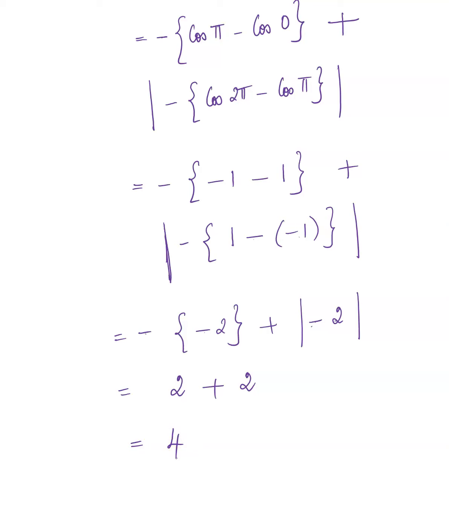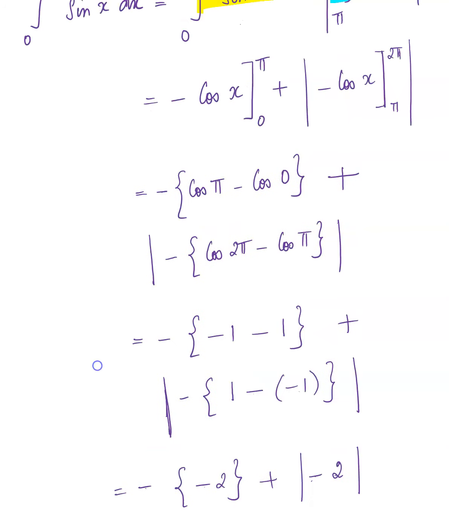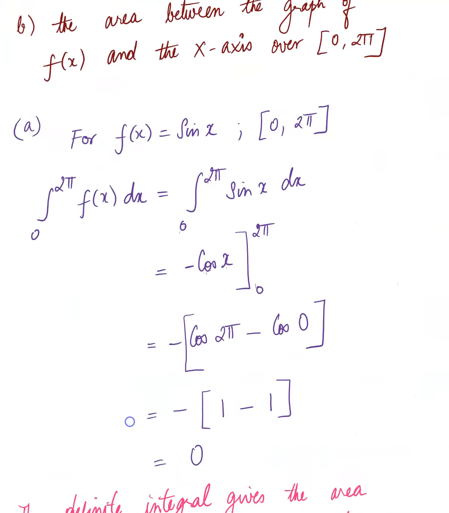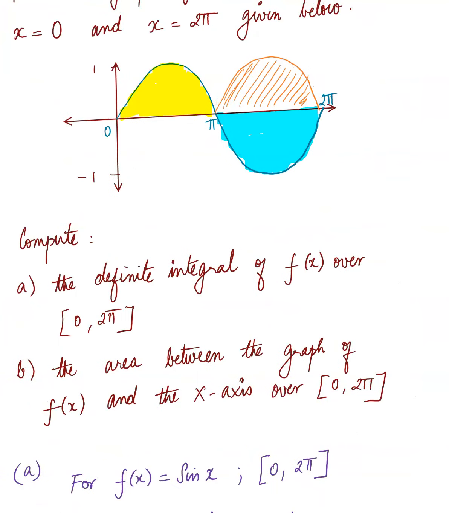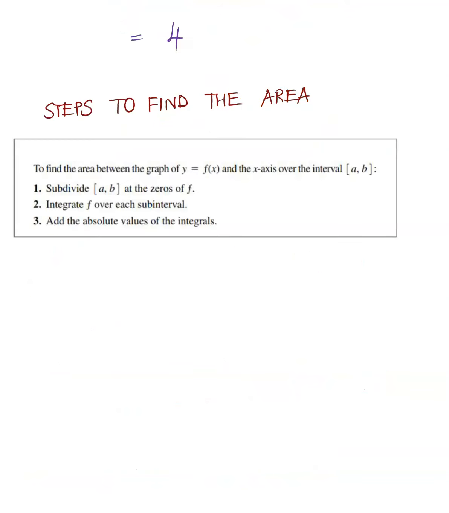So you can actually see that the area originally for the yellow shaded region was 2 and the area for the blue shaded region was also 2. But when we did the net signed area, which is the definite integral, we got 2 minus 2 and that gave us a 0. When we did the total area, we brought the area up above, so it's 2 plus 2, that gave us a 4. Steps to find the area.